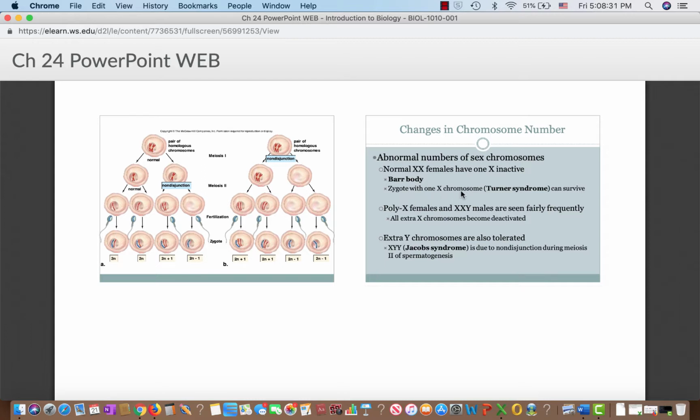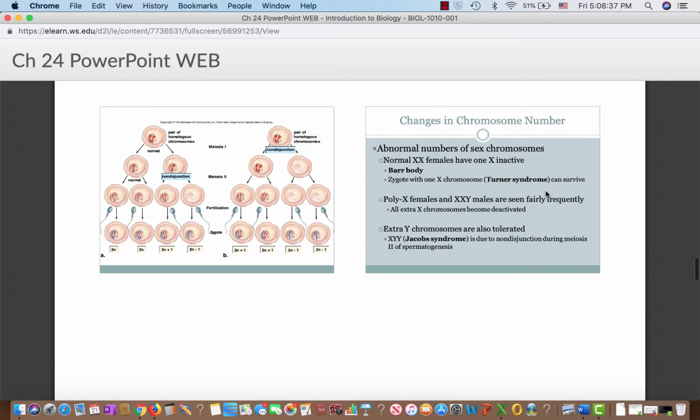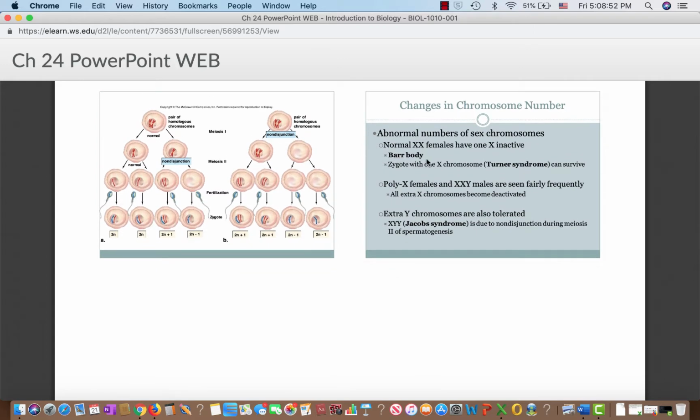So if you have 1 X chromosome, you have Turner syndrome, and we'll talk a little bit more about that further down if memory serves, but there's some slight mental impairment, kind of a webbed neck, short stature if I'm remembering correctly, and an individual with Turner syndrome is infertile. With Turner syndrome, you don't have Barr bodies. For poly X females and XXY males, you get extra Barr bodies when you're inactivating the additional X chromosomes. So it tends to function fairly okay.